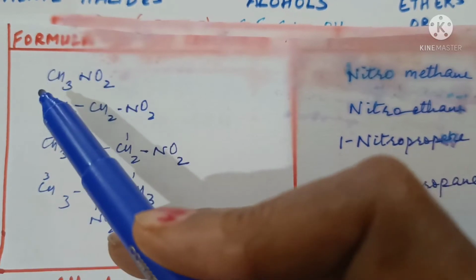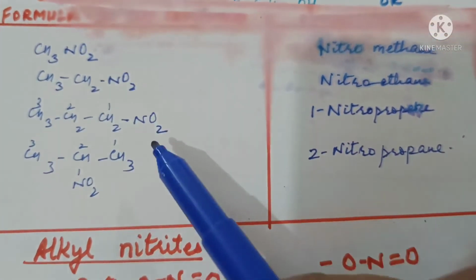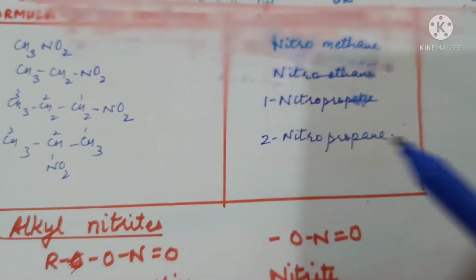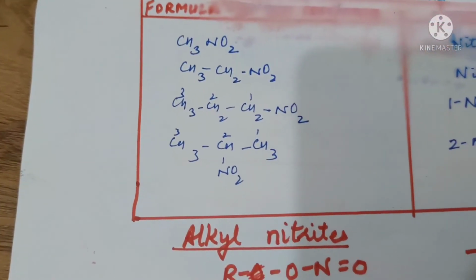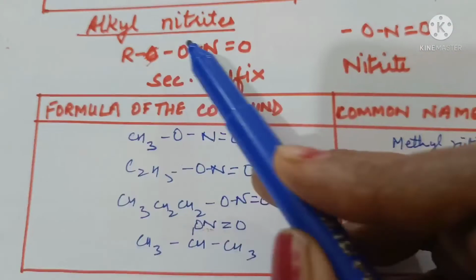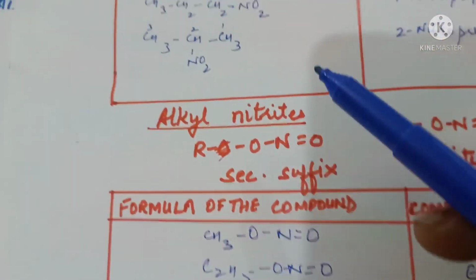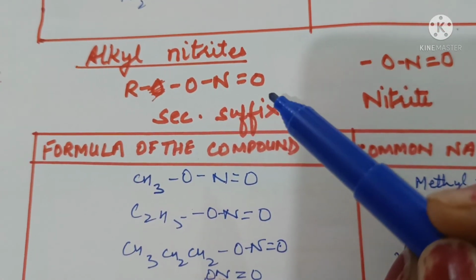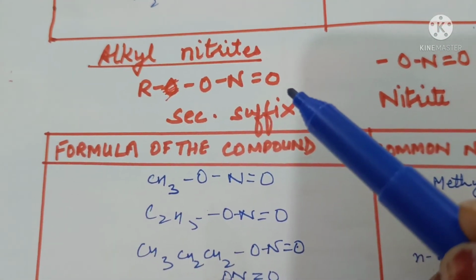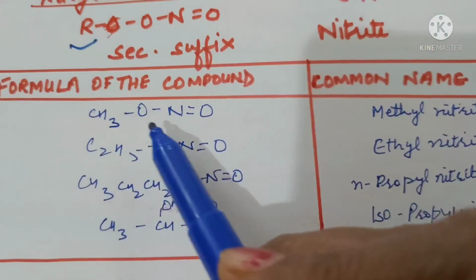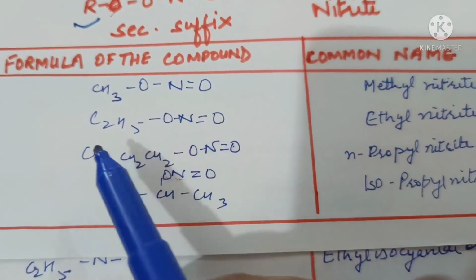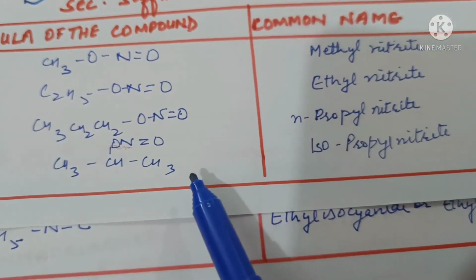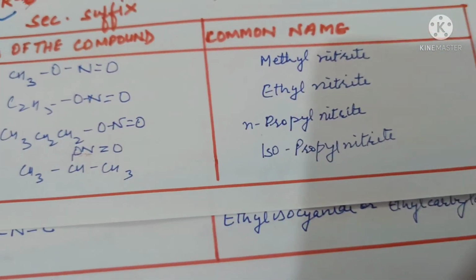Nitroalkanes: nitromethane, nitroethane, nitropropane, 1-nitropropane and 2-nitropropane. There is no common system of naming for nitroalkanes. Alkyl nitrites, which are functional isomers of nitroalkanes, there is no IUPAC system of naming, only common system is used, and this compound will be methyl nitrite, ethyl nitrite, propyl nitrite, and this will be called isopropyl nitrite.